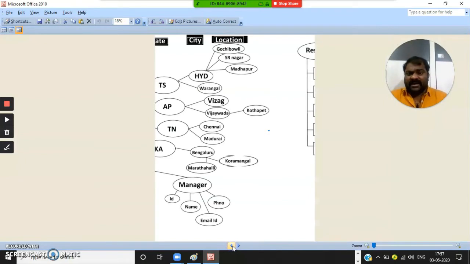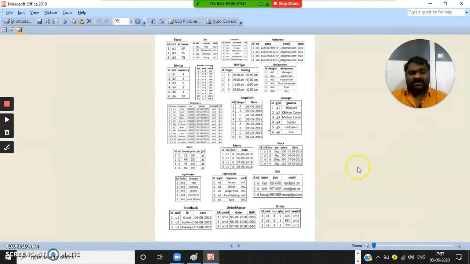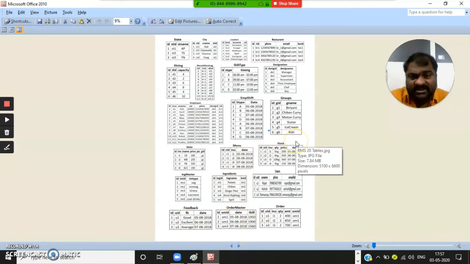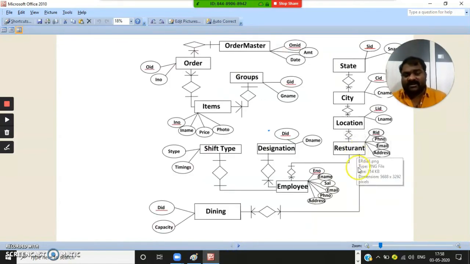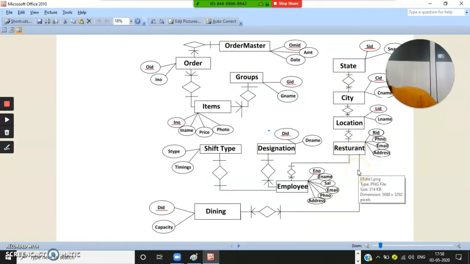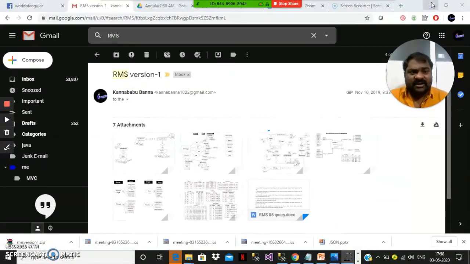Now there are some ER diagrams also. Database related diagrams, the tables and the relationships between them. These are the sample tables belonging to this project: state table, city table, location table, restaurant table, dining table, shift timings table, designation table. A lot of tables are there. Similarly, these are the ER diagrams, entity relationship diagrams, database related diagrams. This one. Is it clear, everyone? So this is the ER diagram. At the initial level only, this all belongs to the SRS document. Are you following, everyone? So now that's what I'm telling here.